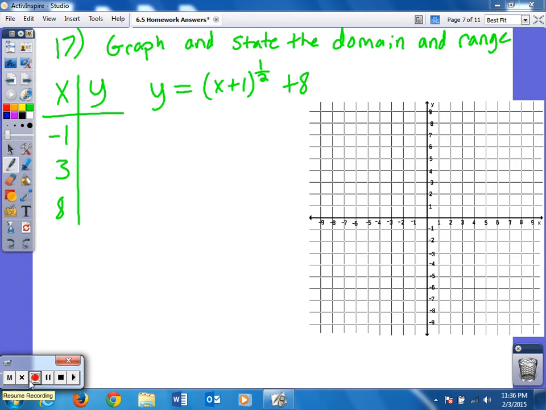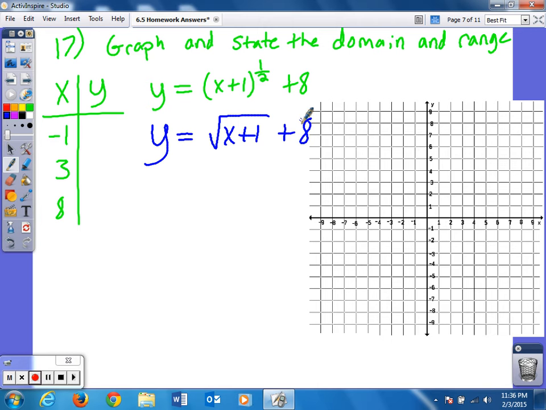It may help to rewrite this as the square root of x plus 1 plus 8. I like to work with radicals. Often it just works a little better in my head. You can do it either way, but remember that when you raise something to the 1/2, that is the same as taking the square root.